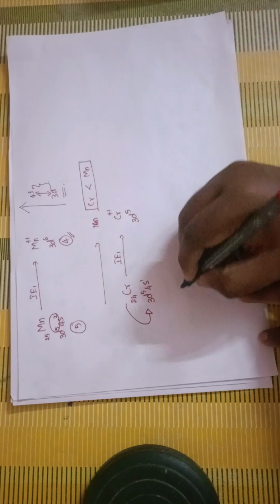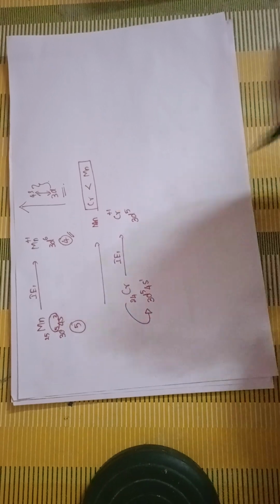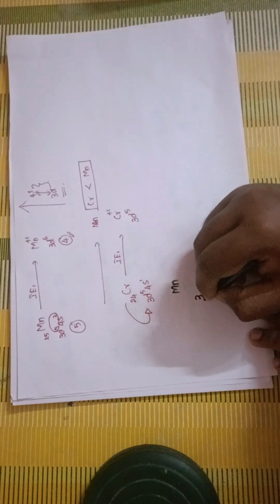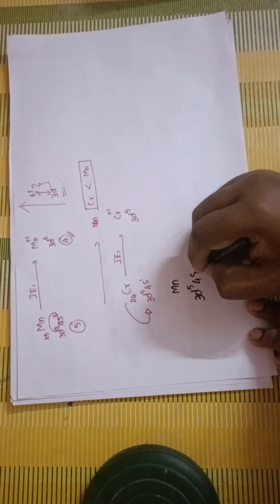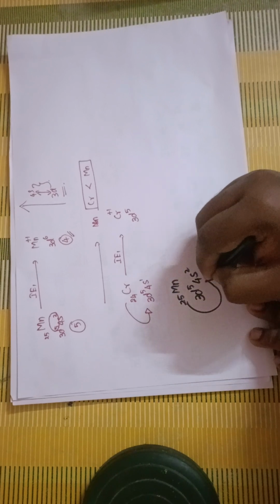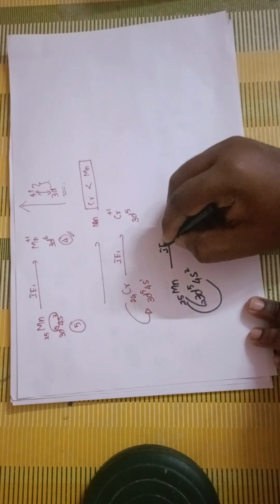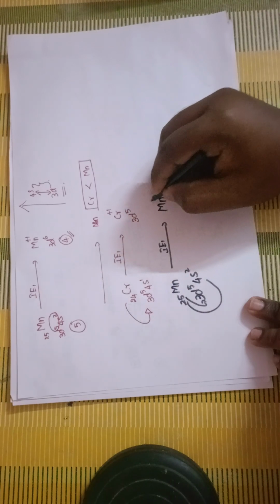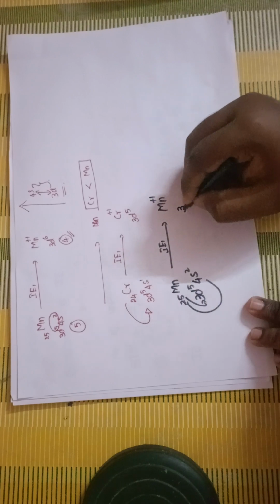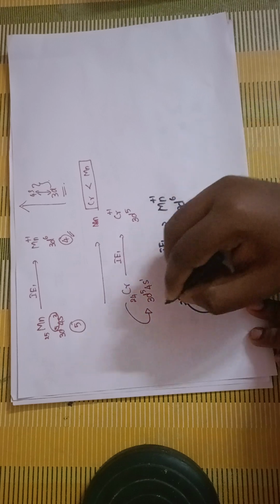Now come to manganese. Manganese 3d5 4s2 because the atomic number is 25. First number is the number of electrons present in 4s, second number is the number of electrons present in 3d. After supplying IE1, you will get Mn plus 1. Now the configuration here has 7 electrons. Now it will have 6 electrons. Right? Now see here.